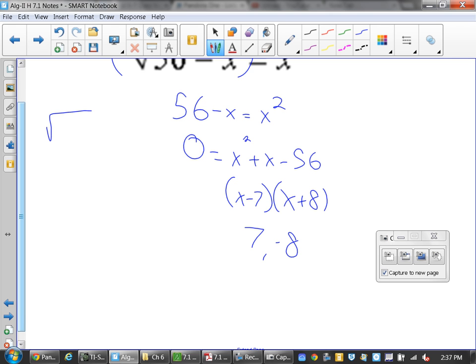Now, once again, this is where it comes back to having to check for extraneous solutions. So we have the square root of 56 minus 7. Does that equal 7? Well, the square root of 49 is 7. It works. Square root of 56 minus negative 8. Does that equal negative 8? No. We know it equals positive 8. Why does it equal positive 8, not plus or minus 8? Because it's a positive.